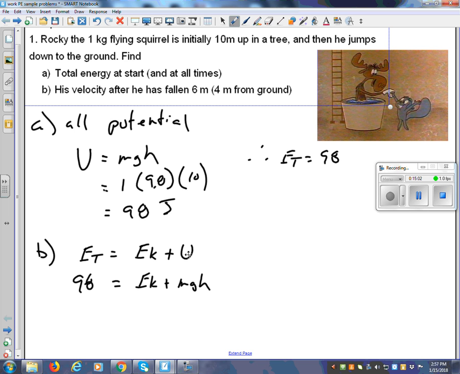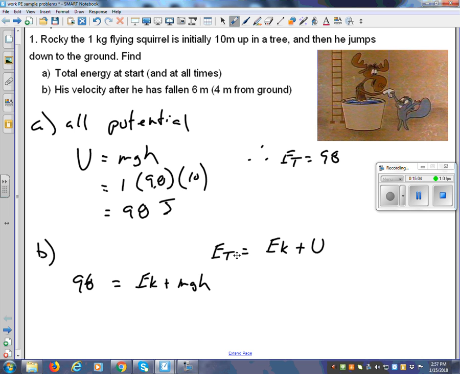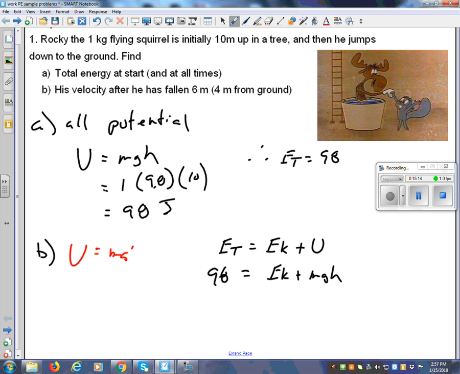It's the same thing. All I'm saying is you would do U equals mgh, so there'd be 1, 9.8, but now the height is 4, right? So 9.8 times 4 is 39.2. Right?